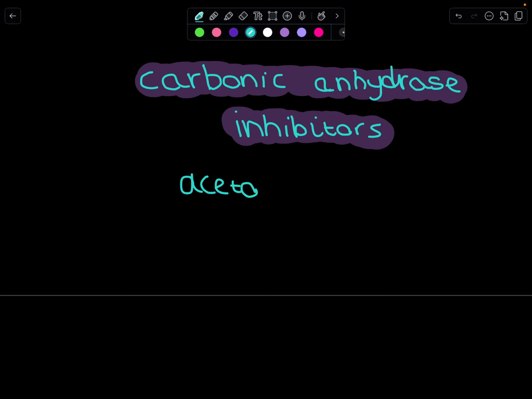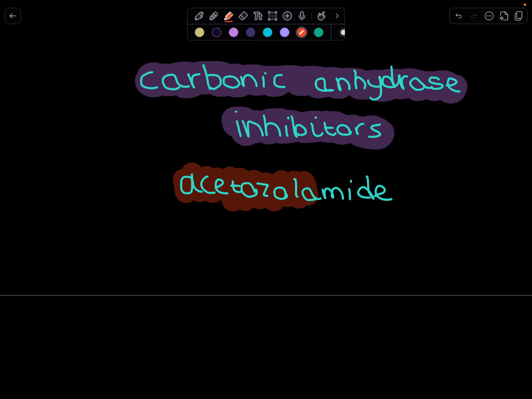Carbonic anhydrase inhibitors, like acetazolamide, work in the proximal tubule of the nephron, where they block the enzyme carbonic anhydrase. This enzyme normally helps reabsorb bicarbonate, which pulls sodium and water back into the blood. By inhibiting it, acetazolamide reduces bicarbonate reabsorption, increasing sodium, bicarbonate, and water excretion in the urine, producing a mild diuretic effect, about 1-3% of filtered sodium.